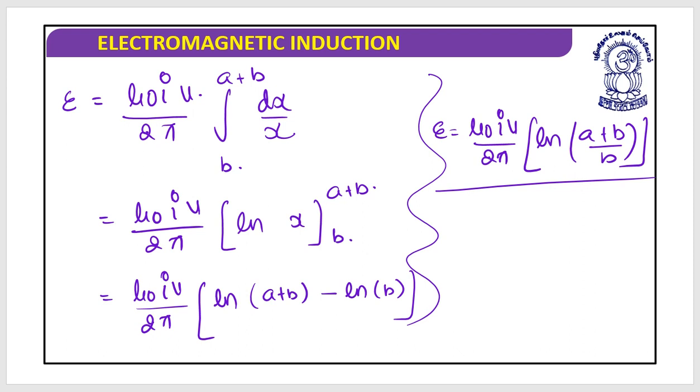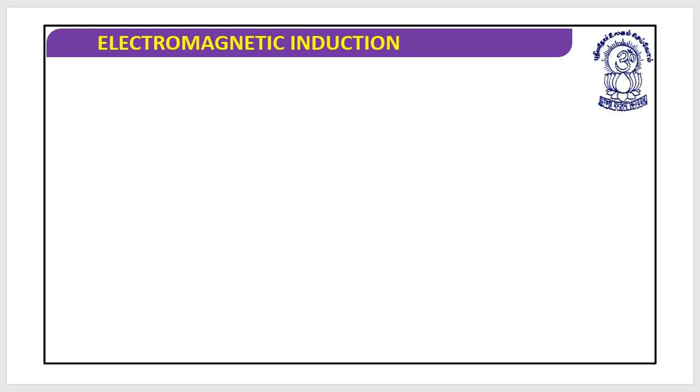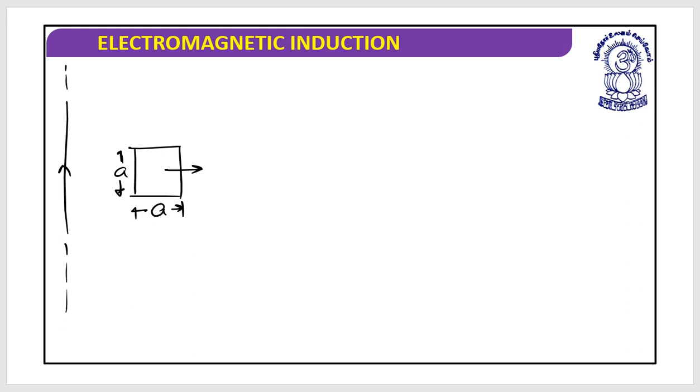Our very conceptual questions. Let's suppose the same thing is there: this is a wire of infinite length conductor, and this is a square loop. The dimensions of the square loop are a by a, and it is moving in this direction with speed v. The centers of the wire and the loop are separated by a distance of r.